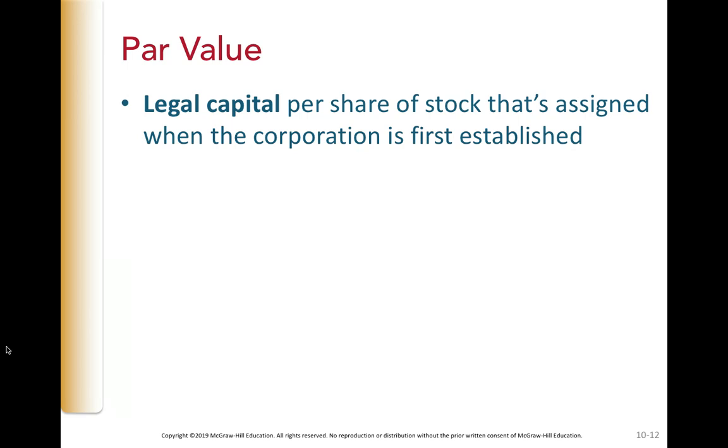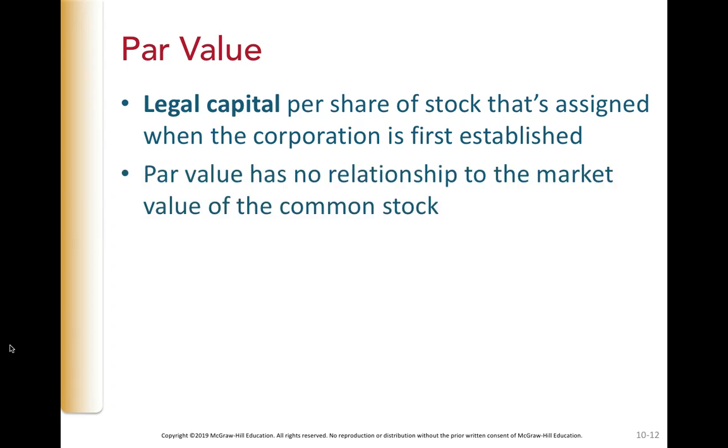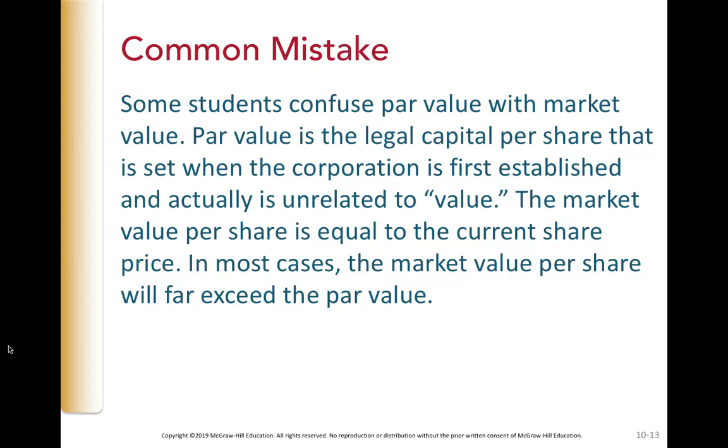So, legal capital per share of stock that's assigned when the corporation is first established is the par value. Now, par value has no relationship to the market value of common stock. Some students might confuse par value with the market value. Par value is just the legal capital per share that is set when the corporation is first established and actually is unrelated to the value. The market value per share is equal to the current share price. In most cases, the market value per share will far exceed the par value.